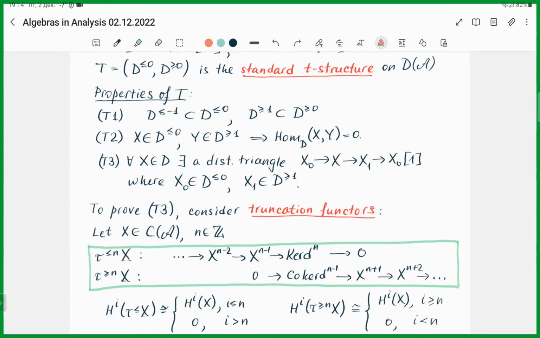So the idea is as follows. For each cochain complex X, we can consider the following two truncated complexes. The first one looks like this. It is concentrated in degrees less than or equal to n. So we have zeros to the right of the nth term, and in the nth term, we have the kernel of Dn. This is the left truncation of X. And the right truncation looks as follows. It is 0 to the left of the nth degree, and in degree n, we have the cokernel of the differential Dn minus 1.